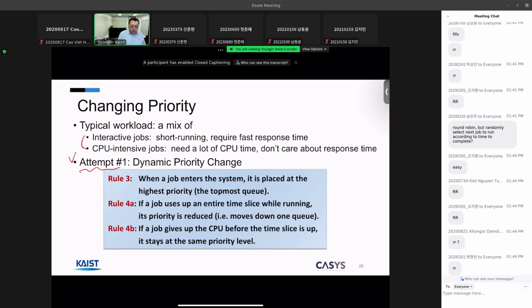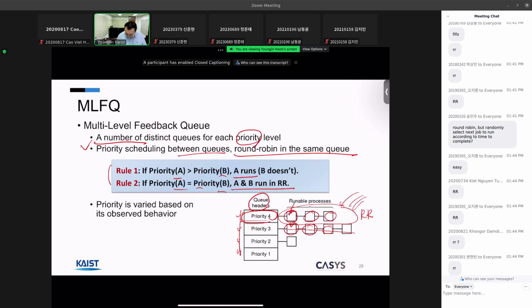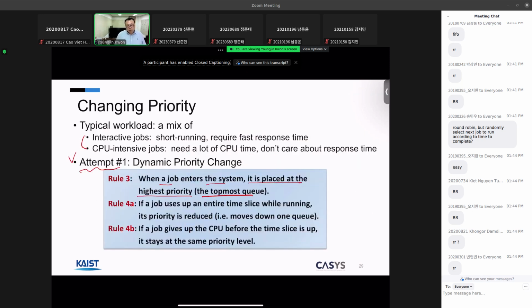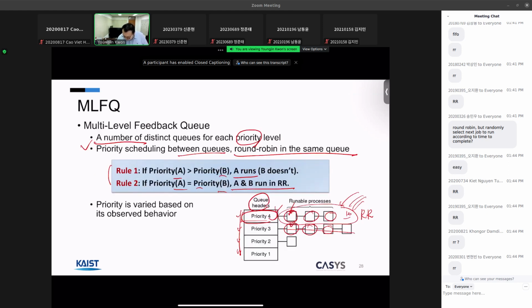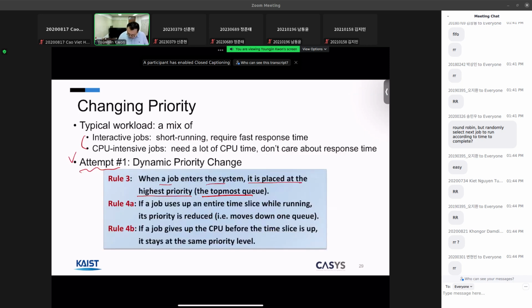But for now, when a job first enters the system, it is placed at the highest priority, the topmost queue. Rule 4: if a job uses up its entire time slice, for example, let's say the time slice is 10, and it uses up all of its time slice of 10 in the round robin scheduler, then its priority is reduced.